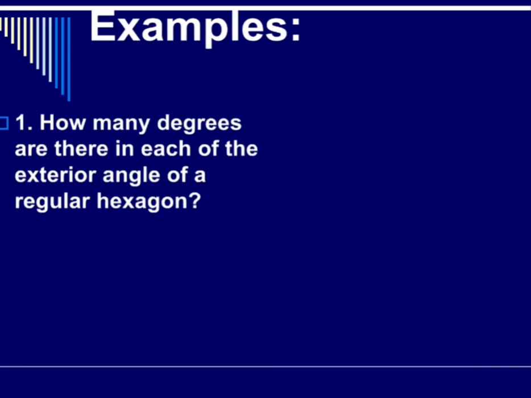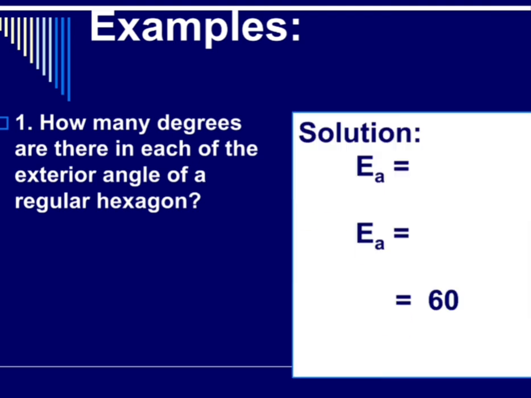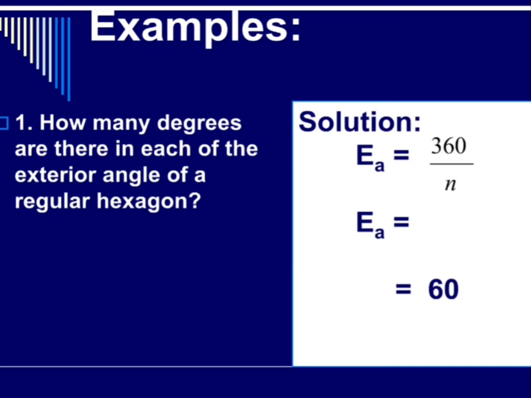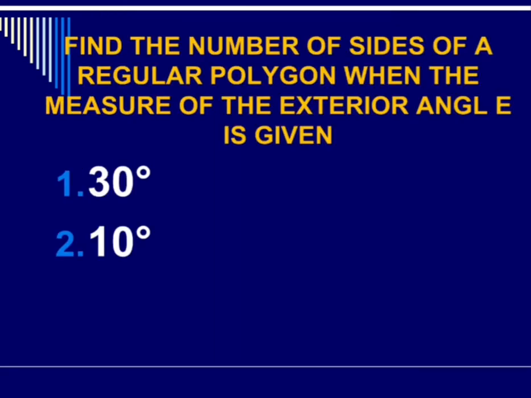How many degrees are there in each exterior angle of a regular hexagon? Hexagon, which represents n, means 6 sides, so 360 over 6 equals 60. And here is an exercise for you, students, and thank you.